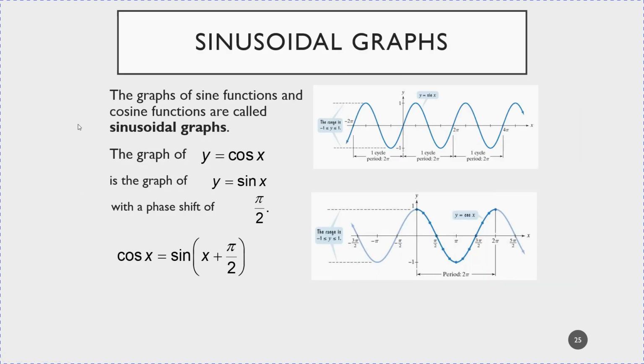All right. So the sine and cosine graphs are what are called sinusoidal graphs. So the graphs of sine functions and cosine functions are called sinusoidal graphs. The graph of y equals cosine of x is actually just the graph of sine of x with a phase shift of pi over 2. So cosine of x is equal to the sine graph with a phase shift of pi over 2. It's literally just like moving it back a little. Somewhat useful to know, but we're going to focus just on this cosine graph and how we're going to sketch that.